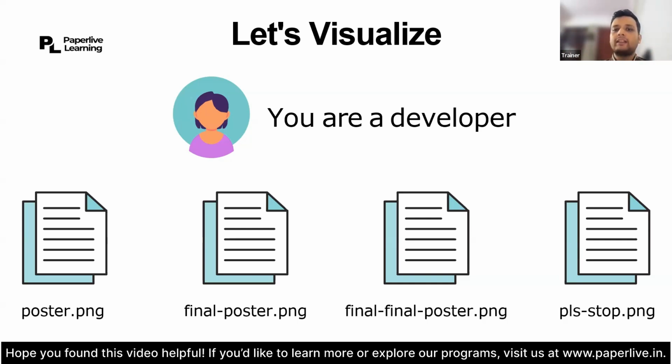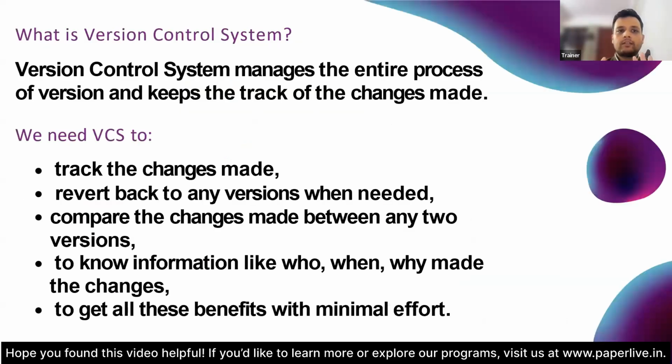It will tell you who has done the changes and when the changes have been done, so that whenever you want to go to a particular version, not just the latest or the previous one, but any version, you can go back seamlessly. So that is the role of a version control system, right?